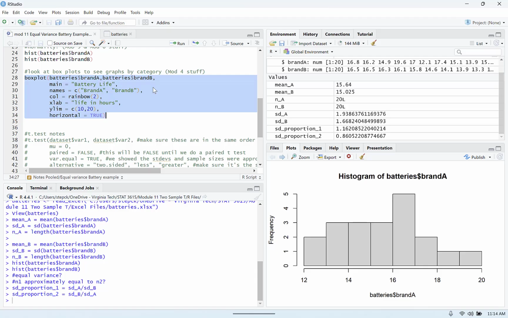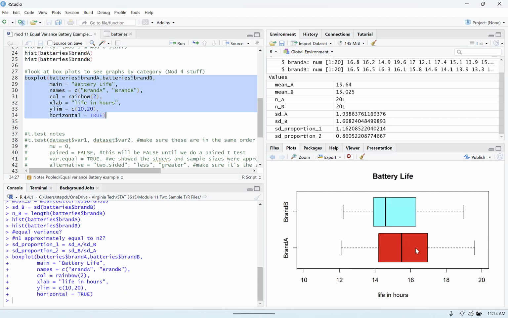You can use a rainbow function, or you could do a vector. You could do color equals C, parentheses, and then color number one, like light blue in quotes, comma, color number two, like dark blue in quotes. And then your X label, your limits, and I want mine to be horizontal. You don't have to do that.